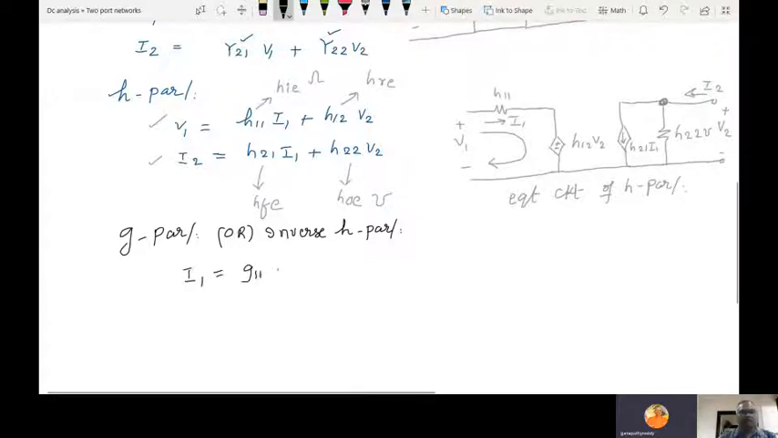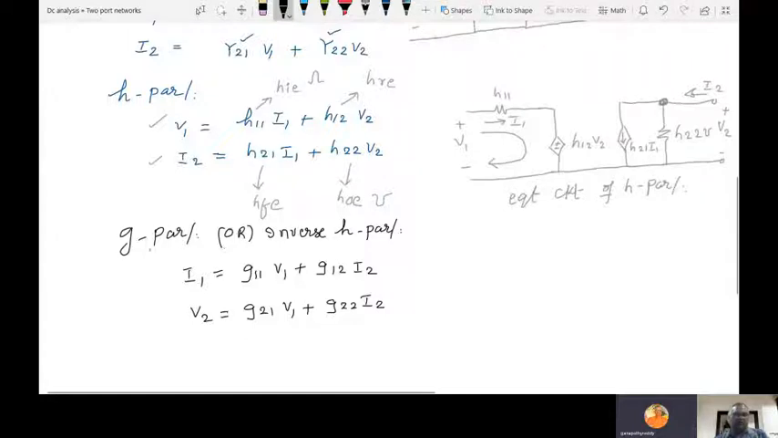Now I1 is replaced with G11 V1 plus G12 V2, and V2 becomes I2. Then I2 is replaced with G21 V1 plus G22 I2. Just in place of voltage, you write current, and in place of current, you write voltage.